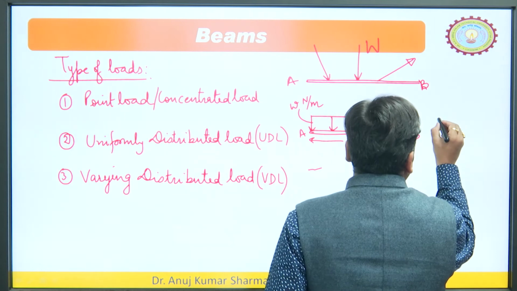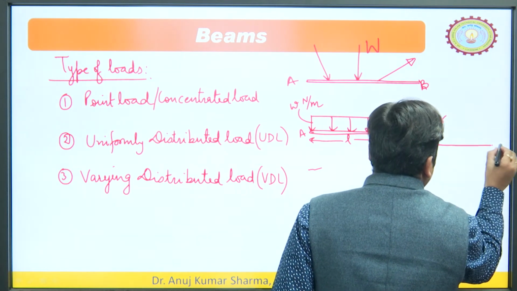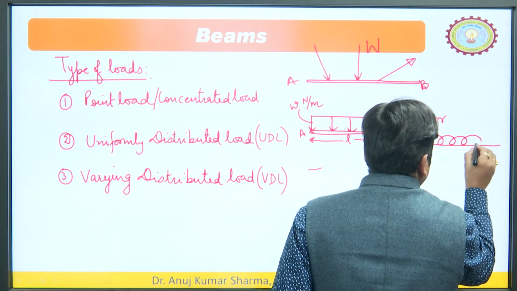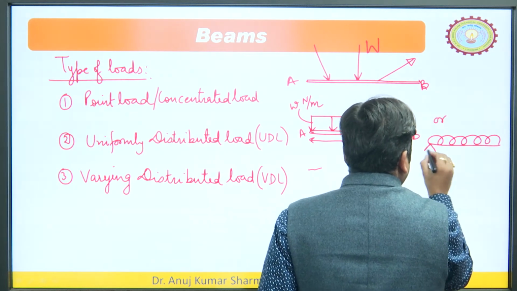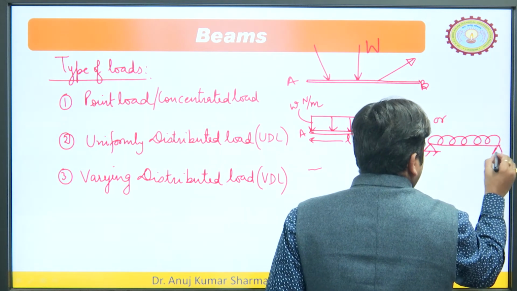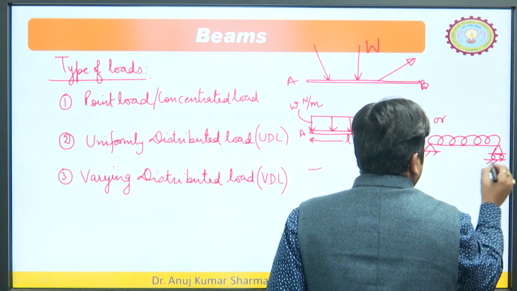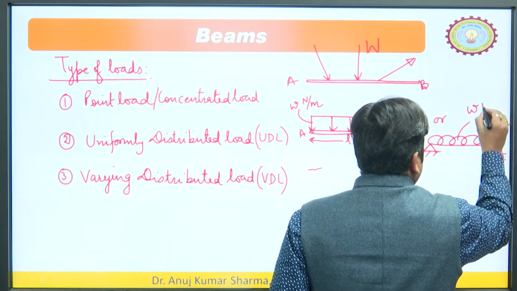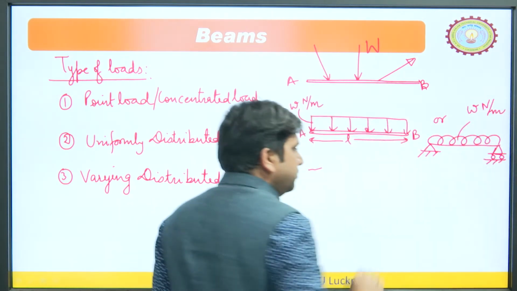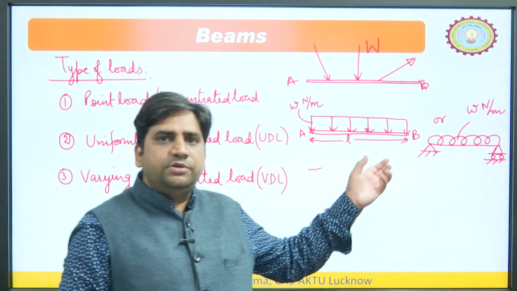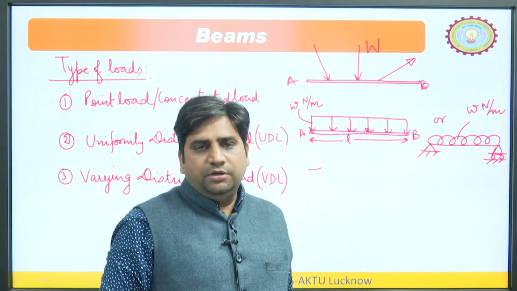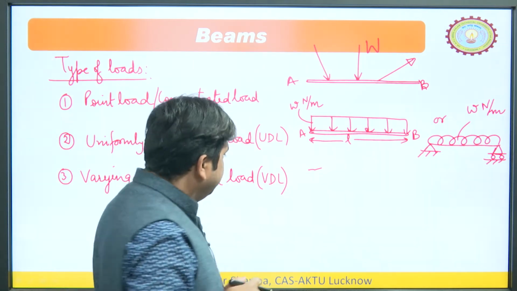Sometimes to save time, we can draw it like this also. So, this is one beam supported by two supports and the intensity is w Newton per meter. Sometimes it is also given like this. Why am I explaining this? Because you can get these two different representations in the numericals.